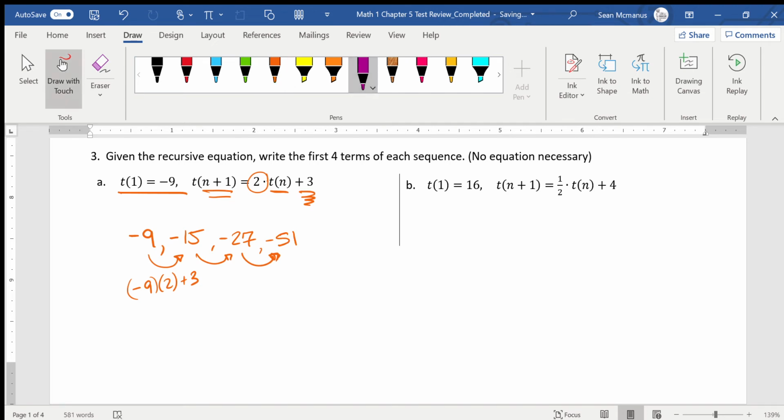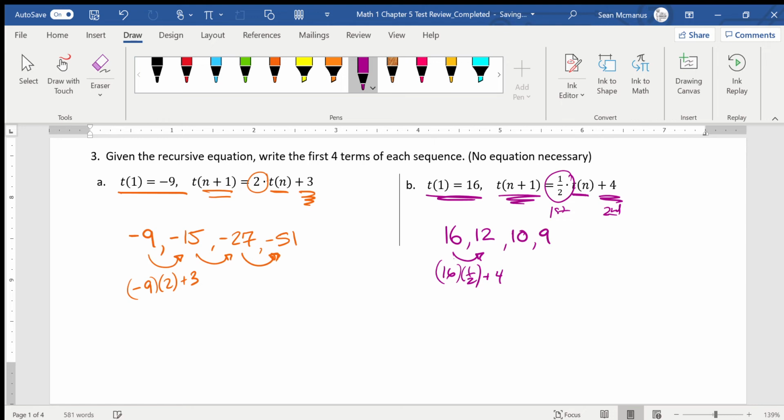Okay, B is very similar. First term is 16. And then I know that after that, the next term will be the current term times a half. So I'm going to do this first, and then I'm going to add 4. So times a half, then add 4. So 16 times a half would give me 8, and then I add 4. So I'm going to get 12. 12 times a half would be 6, plus 4 would be 10. 10 times a half would be 5, plus 4 would be 9.